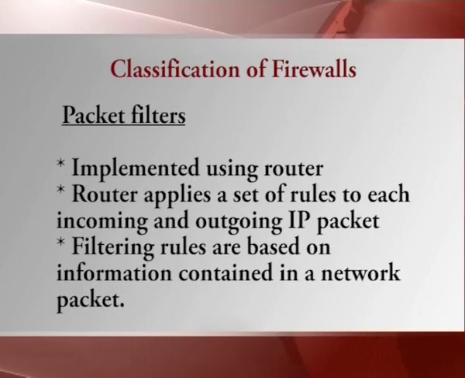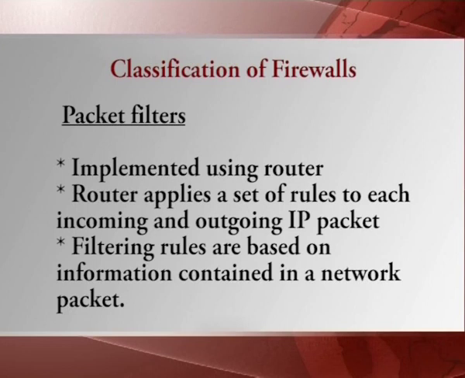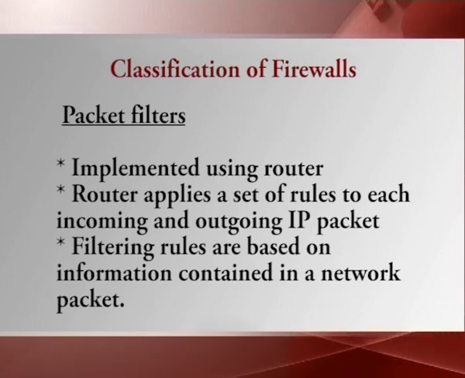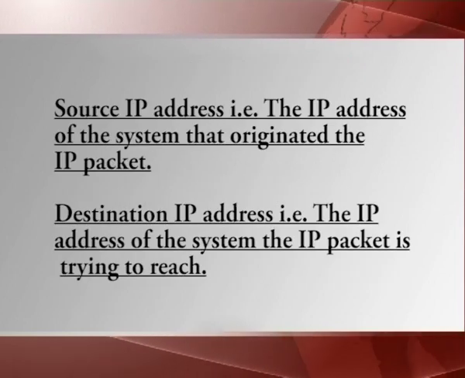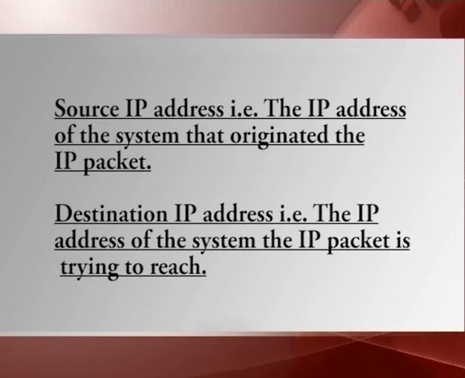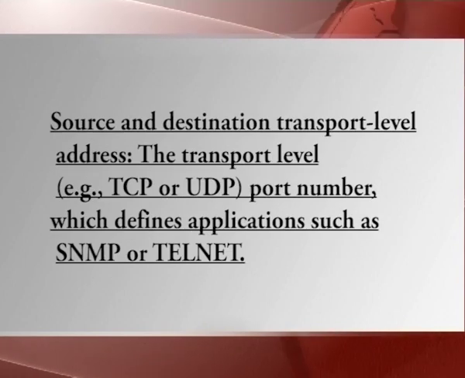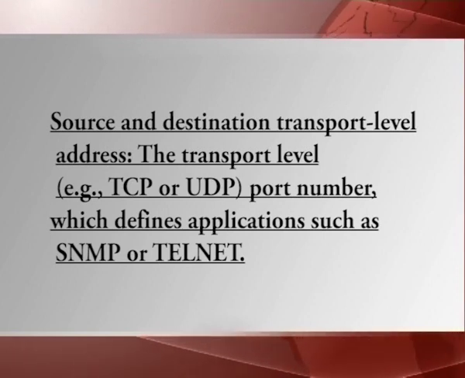A packet filtering firewall mechanism can be implemented using a router. The router applies a set of rules to each incoming and outgoing IP packet and then forwards or discards the packet. The router is typically configured to filter packets going in both directions. Filtering rules are based on information contained in a network packet, which includes source IP address, that is the IP address of the system that originated the IP packet, destination IP address, that is the IP address of the system the IP packet is trying to reach, source and destination transport level address, that is the transport level port number, which defines applications such as SNMP or Telnet, and IP protocol field, which defines the transport protocol.